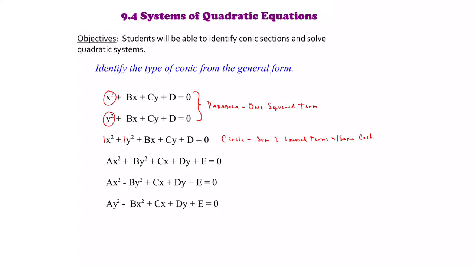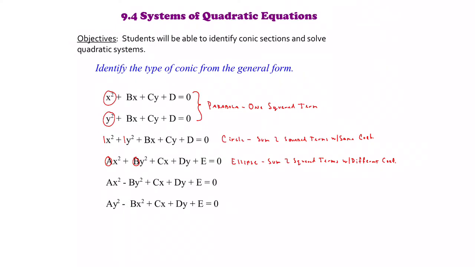On the next one, we still have the sum of two squared terms, but if you notice, the coefficients of those two squared terms are different. So that represents an ellipse. And once again, we are still adding. So once again, the sum of two squared terms with different coefficients.